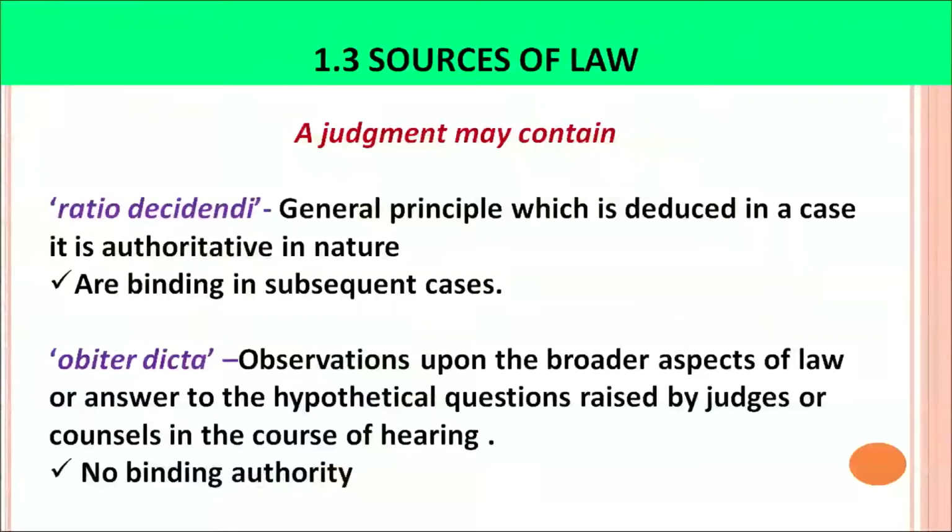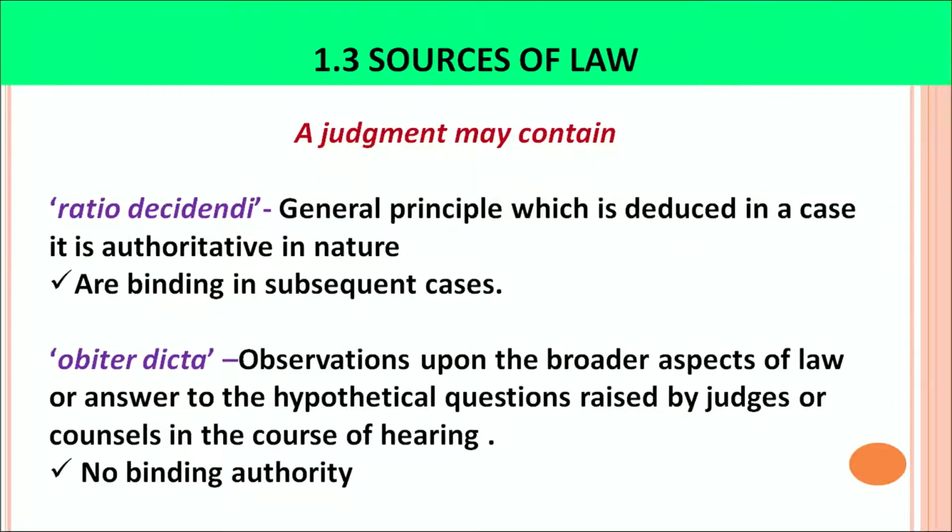Now, when we talk about judicial precedent, a judgment may contain these two important components. There can be ratio and there can be obiter. So what is the ratio? It is the general principle which is deduced in a case. It is considered to be authoritative in nature. That is the general principle. They are binding in every subsequent case.